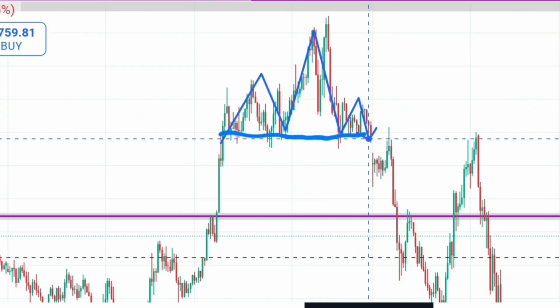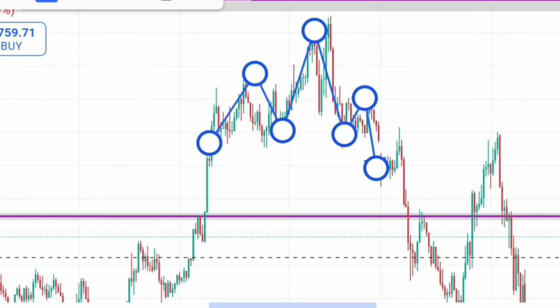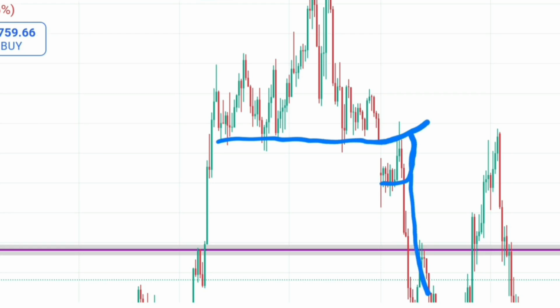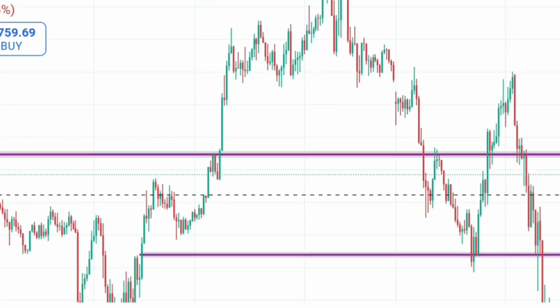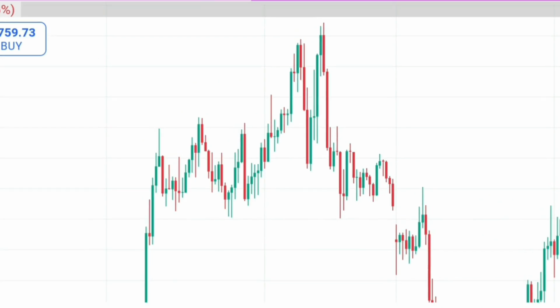Now it broke this, and as you can see, when the market broke this, the market retraced back to it and started selling. You can see this massive drop because of this particular head and shoulder pattern. You can use this example as well to trade the inverse head and shoulder pattern in a downtrend.